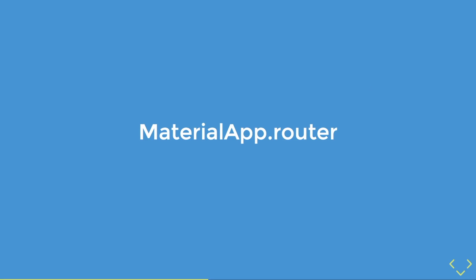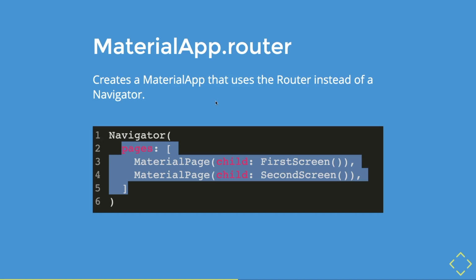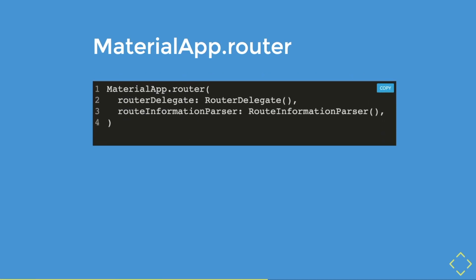In order for us to get the URL sync, we need to use the MaterialApp router. So what is this MaterialApp router? Well, it is another type of MaterialApp that uses the router for navigation instead of the Navigator object. So previously we used the Navigator object over here that stores the pages. Now we are going to use the router constructor. The MaterialApp router requires two things: the router delegate and the route information parser. So what are these two things and how do they work together?